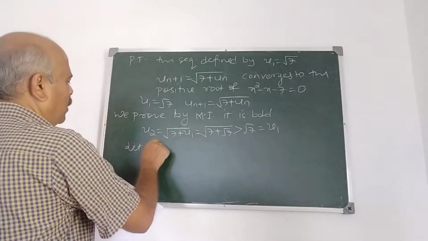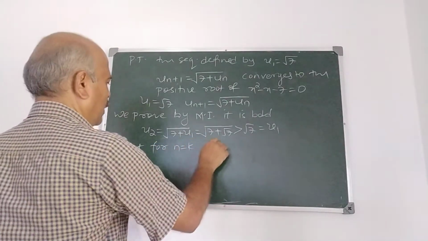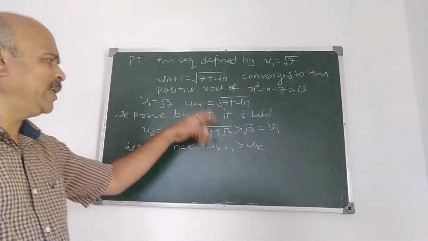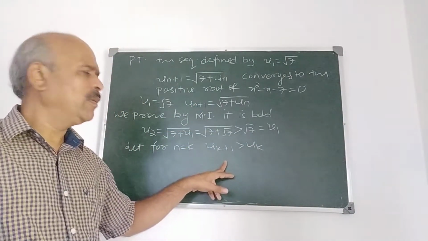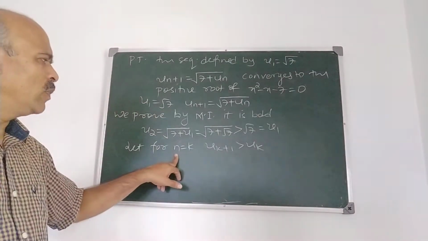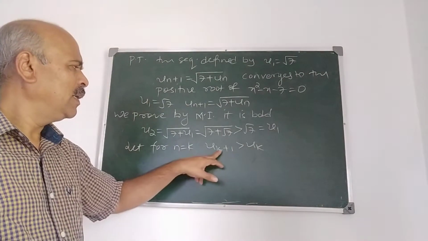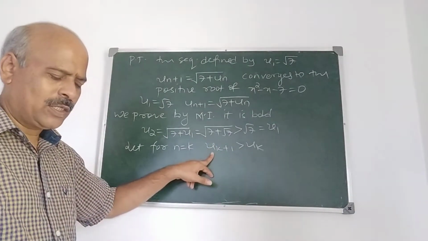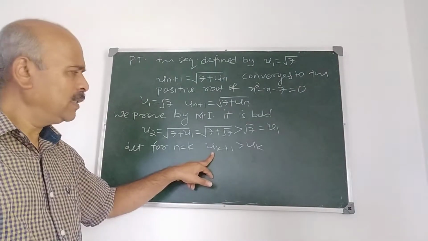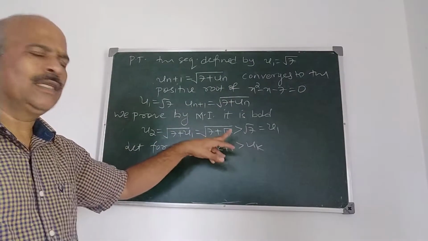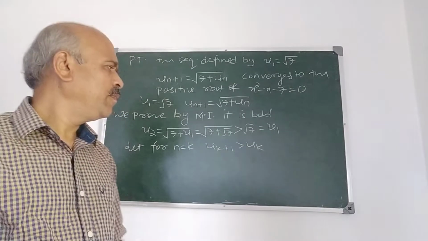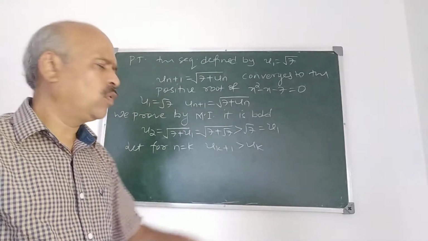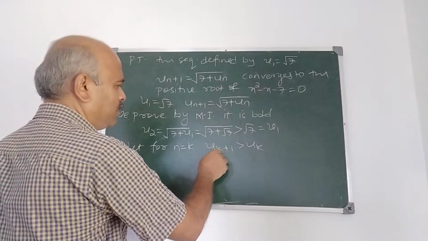Let for n is equal to k, u_{k+1} is greater than u_k. So we use the principle of induction here. What is the principle of induction? We assume that for some n is equal to k, u_{k+1} is greater than u_k. Then what you have to prove? If we prove that u_{k+2} is greater than u_{k+1}, then by induction u_{n+1} is greater than u_n for all n. That is the principle of induction.